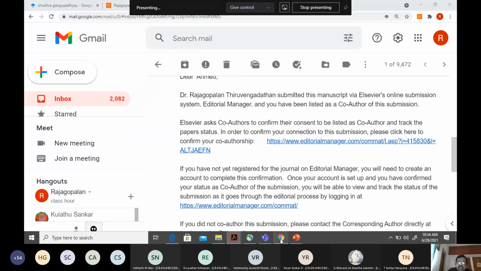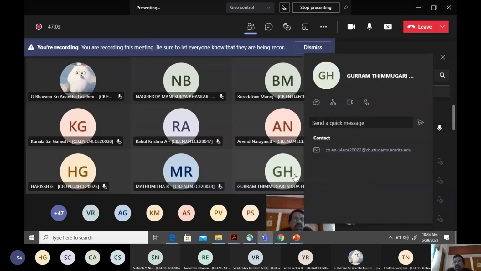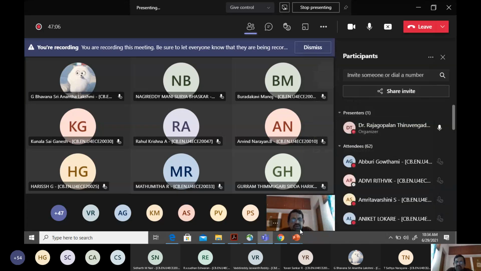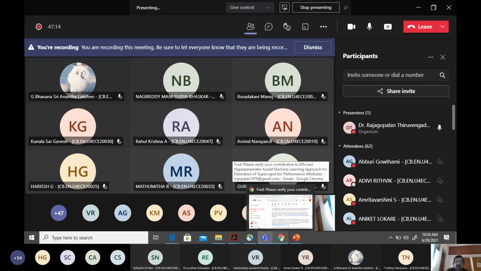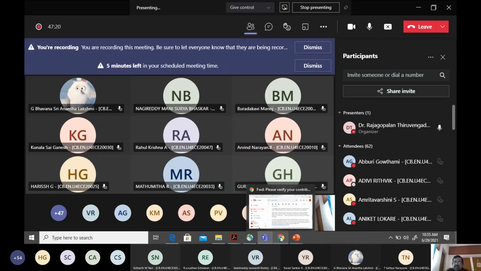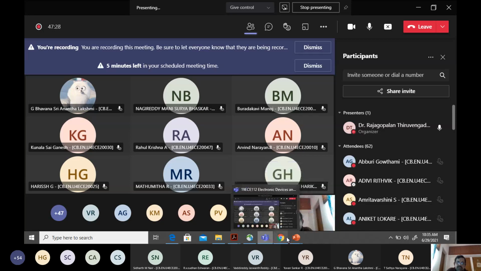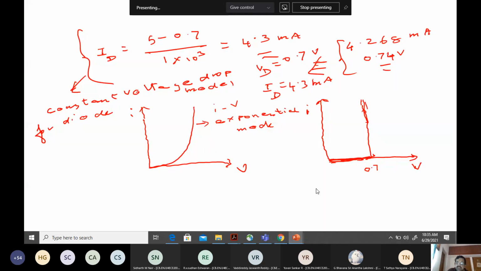So with that, we are going to get this constant voltage model. Now let us look at a problem and try to understand how we are able to use it. You will understand the effectiveness of this model when you look at a problem. Okay, let us do a quick problem. Given a circuit like this, let us say I have a circuit like this.